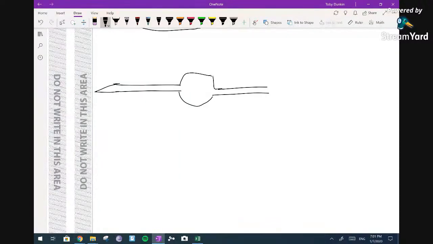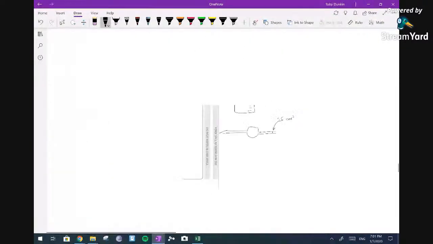A graduated pipette has one marking on it, which is usually going to be 25 centimeters cubed. But that marking is done accurately, hence the graduated. So nice to see that word making an appearance. Try not to freak out about it.